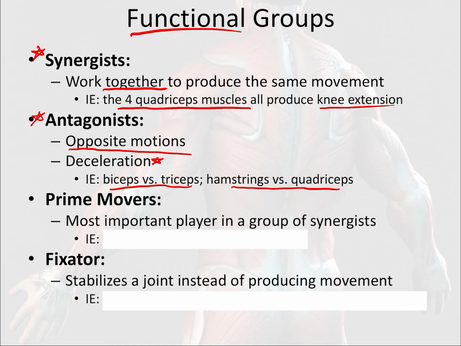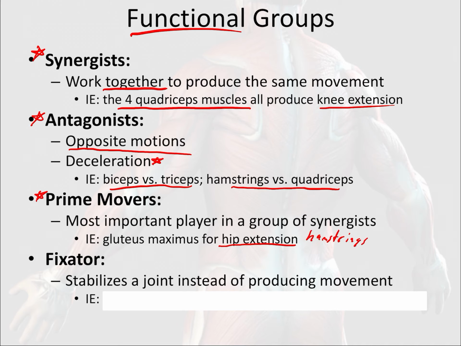Third, we have what's called the prime mover in an action. This is the most important player in a group of synergists. We have a bunch of different muscles that extend the hip. All of your hamstrings do this, as well as some others, glutes as well, but the strongest hip extensor is gluteus maximus. So that makes it the prime mover of hip extension.